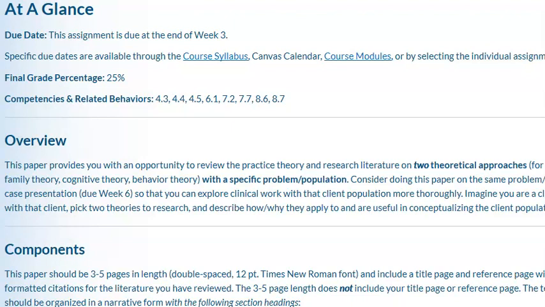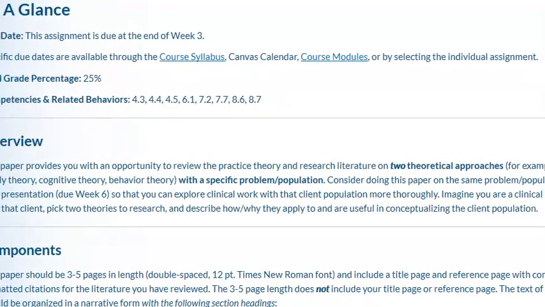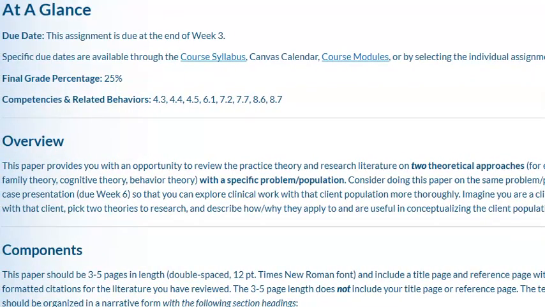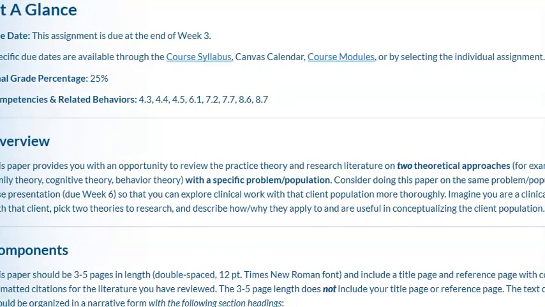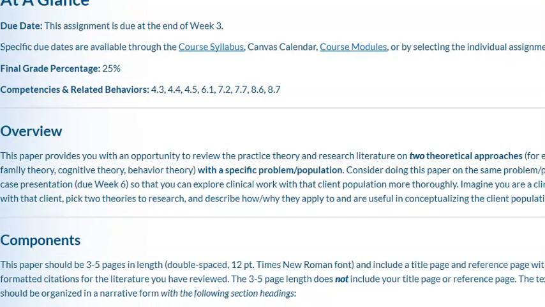Consider doing this paper on the same problem population as your case presentation due week 6 so that you can explore clinical work with that client population more thoroughly. Imagine you are a clinical social worker with that client. Pick 2 theories to research and describe why they apply to and are useful in conceptualizing the client population.